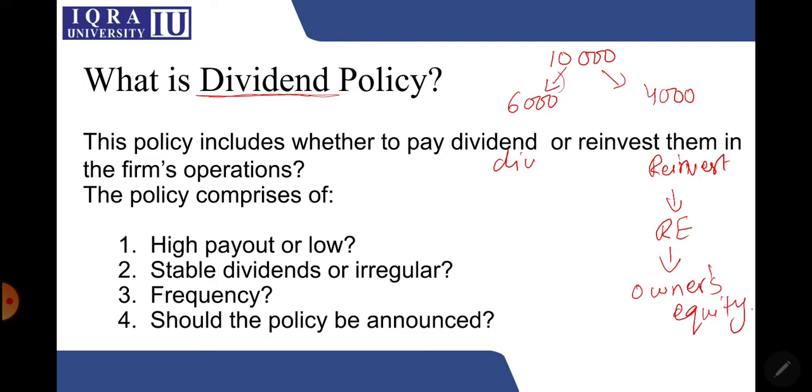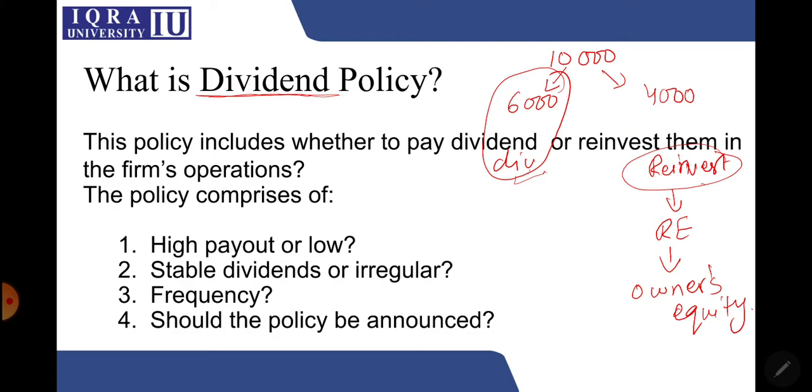So this 6,000 that is being paid in the form of dividend, the shareholders will receive it in cash. This is called dividend. Now the management has to decide how much should they give in the form of dividend and how much should they reinvest back into the business. If they decide to give even more dividend, the reinvestment amount will become less.